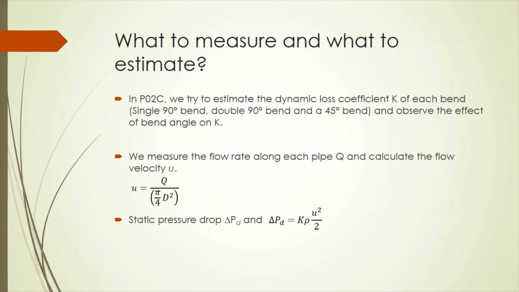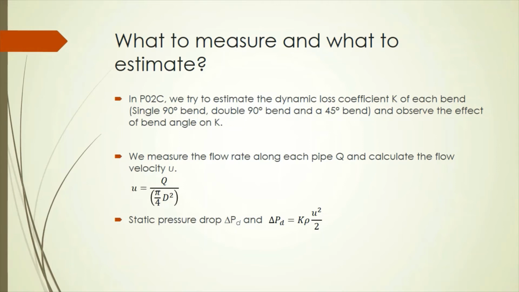In these experiments, P02C, we are trying to estimate the dynamic loss coefficient capital K of each bend. Now, we are going to test the K value for 3 bends. The first one is the single 90-degree bend, and the other one is the double 90-degree bends, and then is bend 19, which is the 45-degree bend. And we are going to observe the effect of bend angle on the dynamic loss coefficient K.